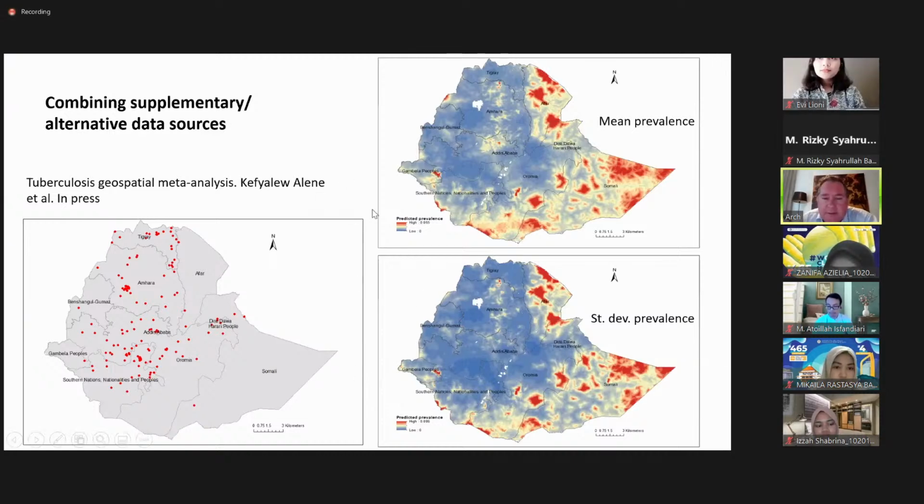So this is pretty much the same idea as the previous map. It extends the concept to incorporate the addition of supplementary information from the literature and demonstrates how we can also map the uncertainty associated with our spatial predictions.